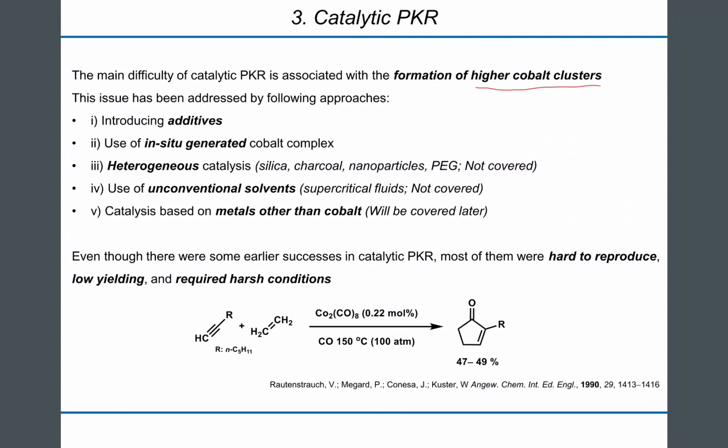introduced here. The very first catalytic Pauson-Khand reaction was accomplished by using high cobalt carbon monoxide pressure in order to decompose high cobalt clusters to the reactive dicobalt complex state. This condition, however, was very harsh, low-yielding, and irreproducible.